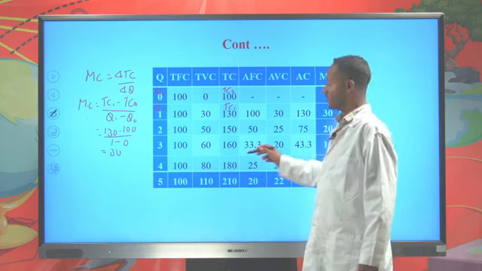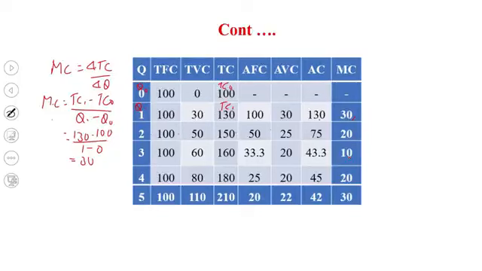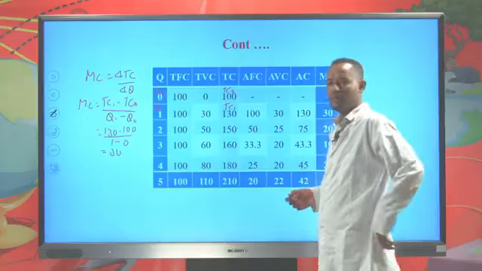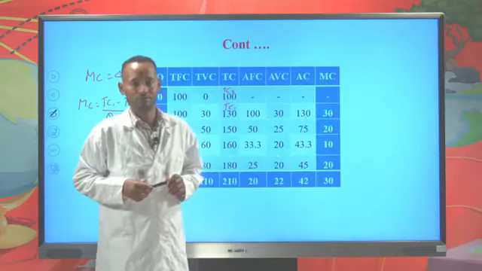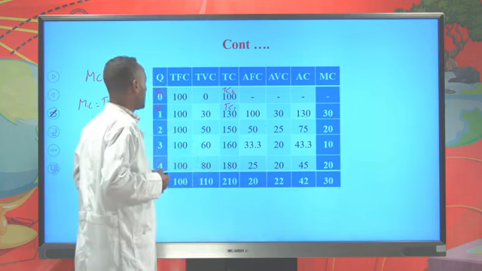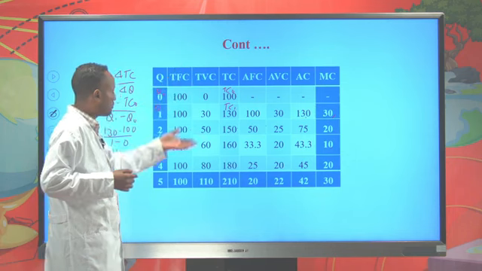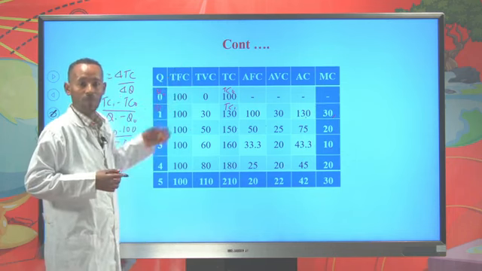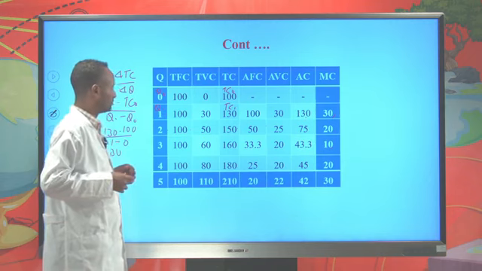And finally, the marginal cost of producing 5 units of a commodity is 210 minus 180 divided by 5 minus 4, which is 30. But there is another way of calculating the marginal cost of production. The MC is mathematically calculated by dividing the change in the total variable cost of production by the change in the amount of units produced, or the quantity produced.